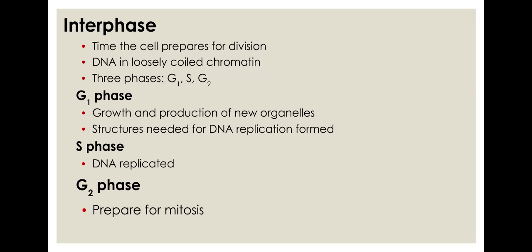In the G1 phase, we need to grow and make new organelles. If we are dividing and splitting up, we want to have 2 of everything so that we can have the same exact cells when we finish. So we need to make double the amount of organelles. It is also where the structures for DNA replication are formed, right? Because we need to make a copy of our DNA before we split the cell.